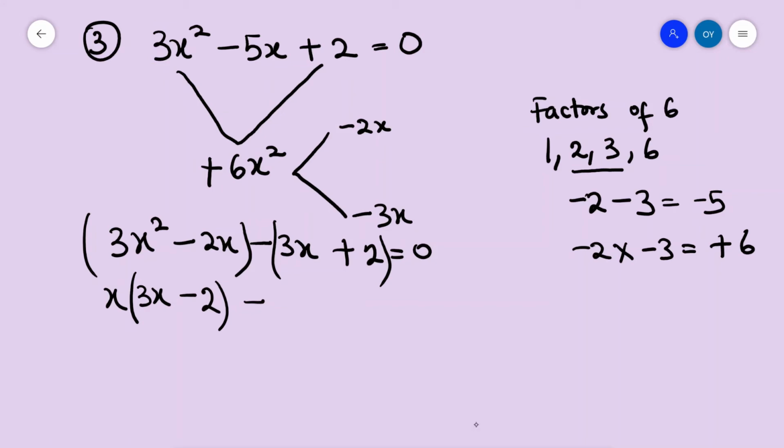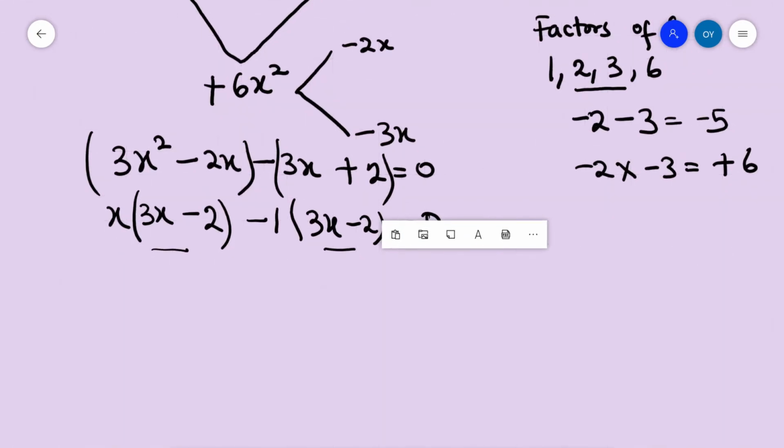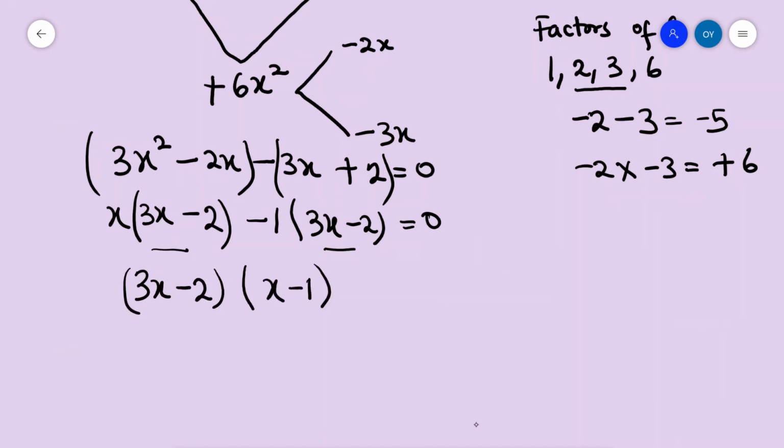What is common to them is 1. So we have 1 then bracket 3x minus 2. Remember, whatever you have here would be the same here, so equals 0. And what's common now is 3x minus 2, then x minus 1 equal 0. So this means 3x minus 2 equals 0, or x minus 1 equal 0.